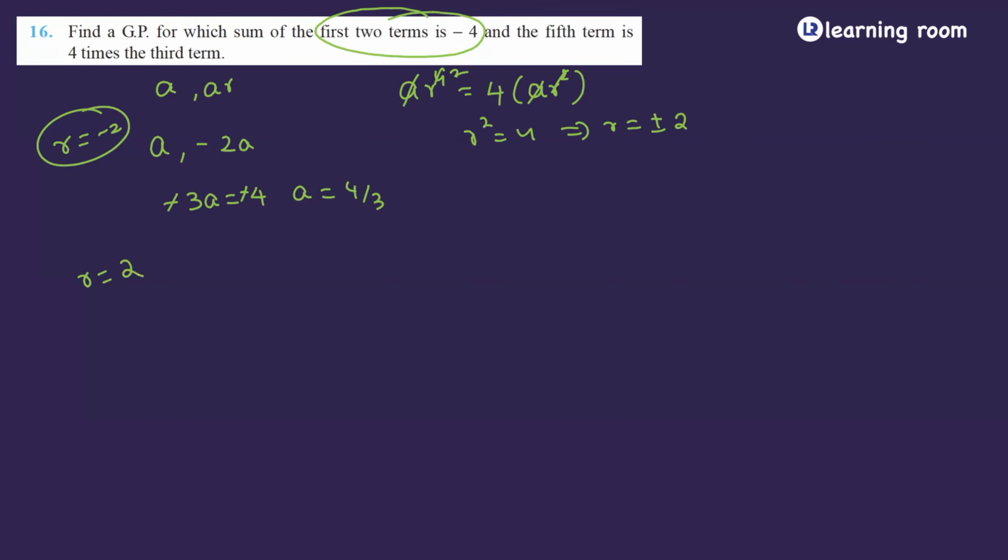Similarly, when I take R is equal to +2, so if I take R is equal to 2, the first term is A, the second term is 2A.